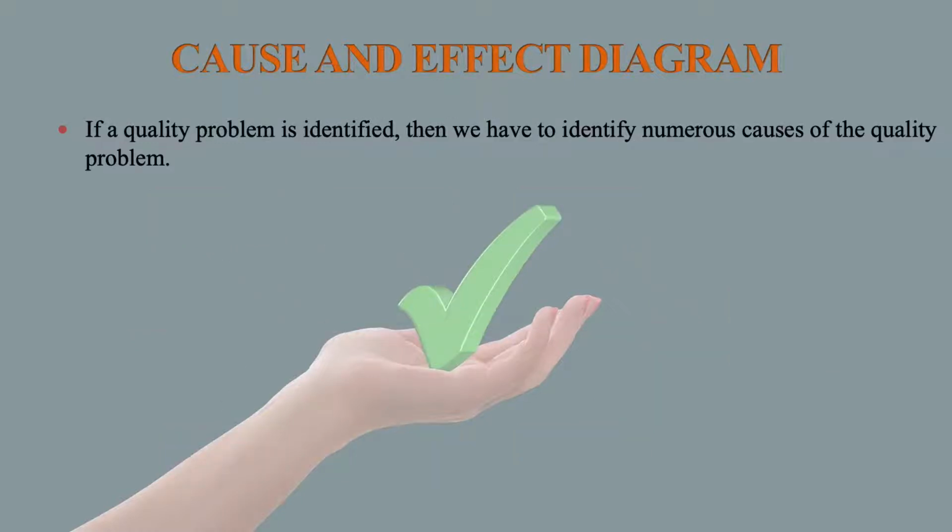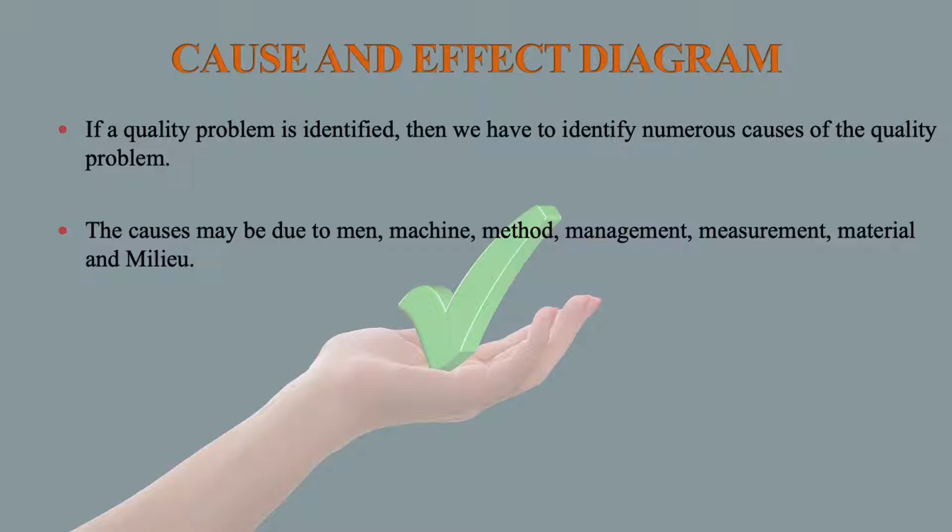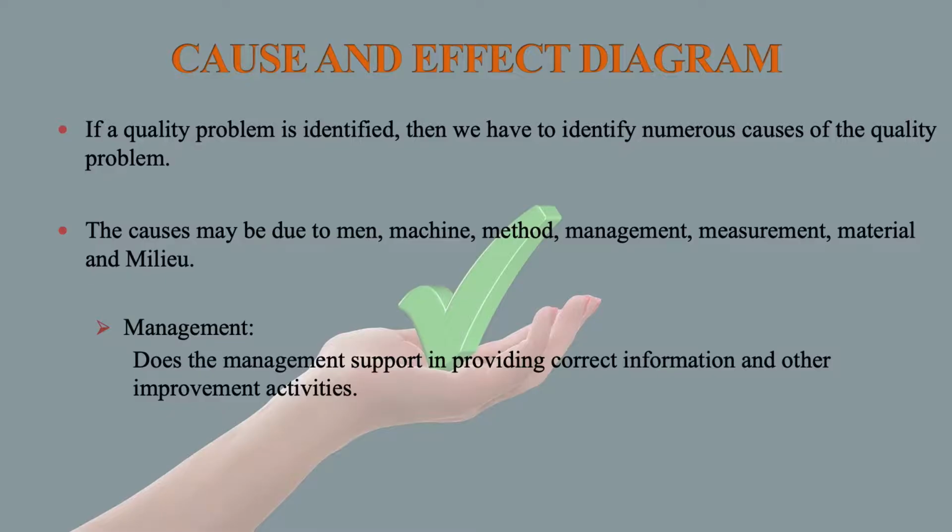If a quality problem is identified, then we have to identify numerous causes of the quality problem. The causes may be due to men, machine, method, management, measurement, material, and milieu or environment. So all these 7 M's, we can say, are the 7 M causes for the cause and effect diagram. In that, first is management. Does the management support in providing correct information and other improvement activities? Because of it, due to management also some problems occur.